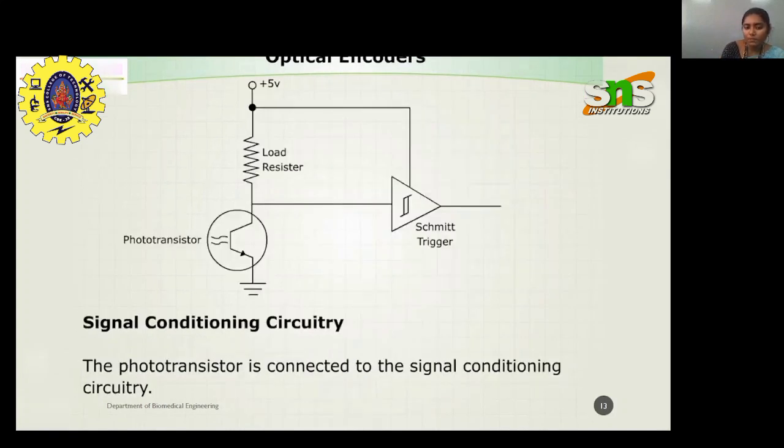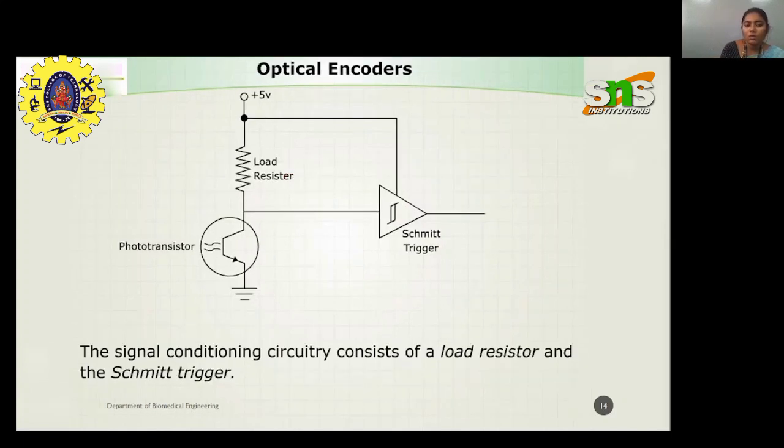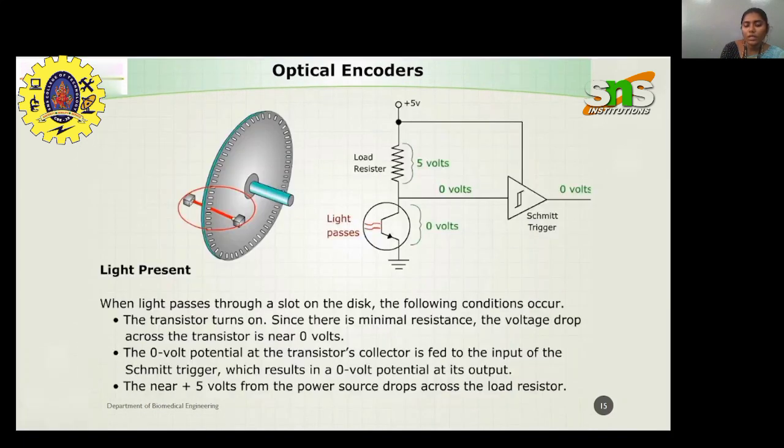Okay, so what is the next part? You have a signal conditioning circuit. The output of the phototransistor is connected to the Schmitt trigger, as in the schematic figure, and you also have the load resistor here. Let's see how the optical encoder works. Let's start when the light is present, that means when the light is passing through the opening slot and reaching the sensor. What is happening in this condition?